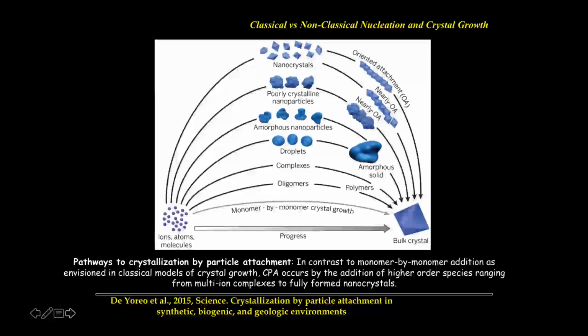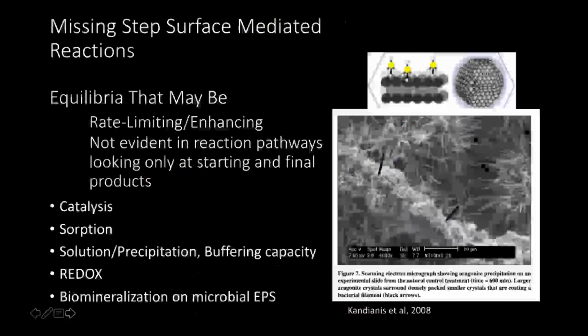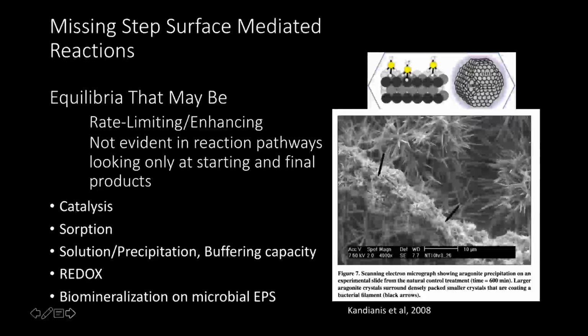So just in our basic coverage of how crystals nucleate and grow, we're missing the boat if we don't also consider nanoparticles. And I'll just pass through those. There are also nanoparticles that are involved in many, many types of reactions that we don't spend necessarily a lot of time with. Catalysis, sorption, and the actual solution and precipitation reactions that occur right at the interfaces of minerals. Redox reactions and biomineralization of microbial EPS, exopolymeric substance. Those are the polysaccharides that are excreted by microbes that can organize minerals.